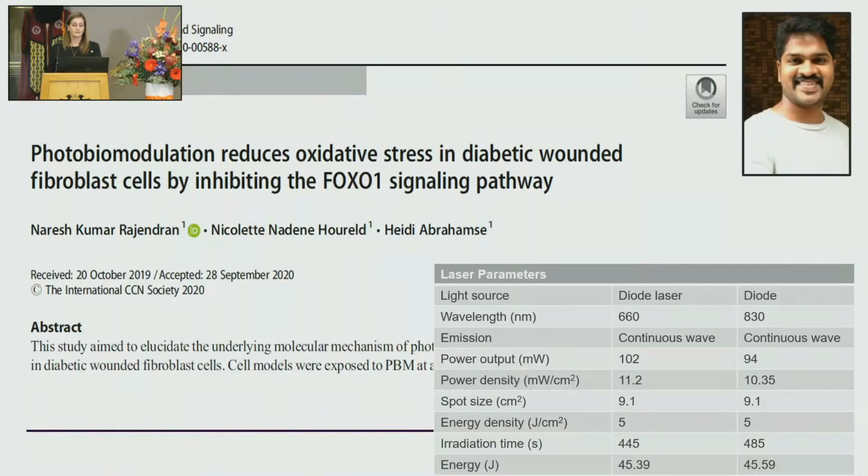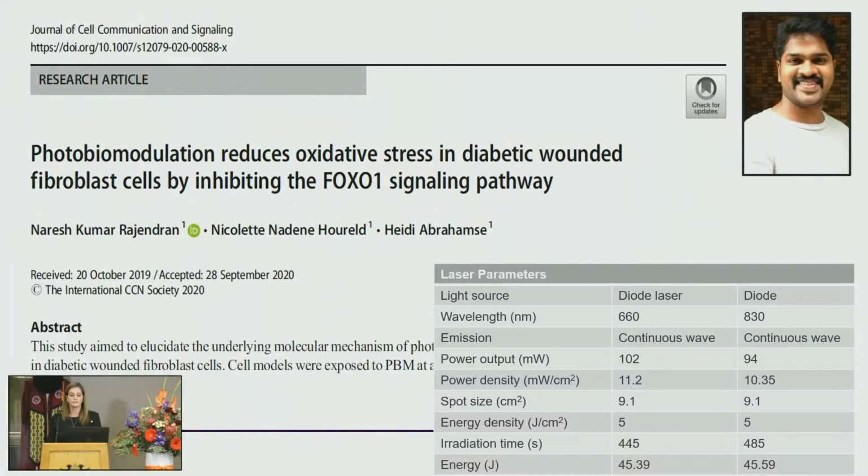This is the last study that I'm going to show you. Here we looked at the influence of photobiomodulation at 660 and 830 nanometers on oxidative stress by studying forkhead family of transcription factors class O subtype 1, or FOXO1. We also looked at protein kinase B, or AKT, and the enzymatic antioxidants superoxide dismutase, catalase, and heme oxygenase. Enzymatic antioxidants break down and remove damaging free radicals, thus reducing oxidative stress. And our diabetic patients have a lot of oxidative stress, which contributes towards the chronicity of their wounds.